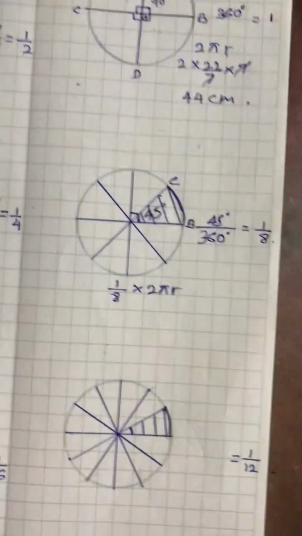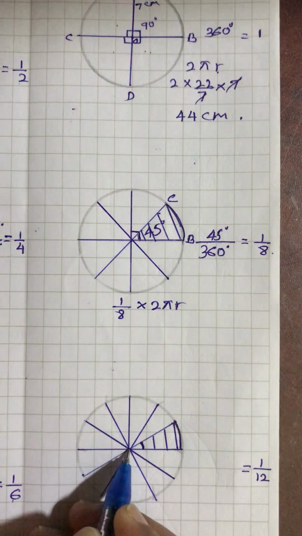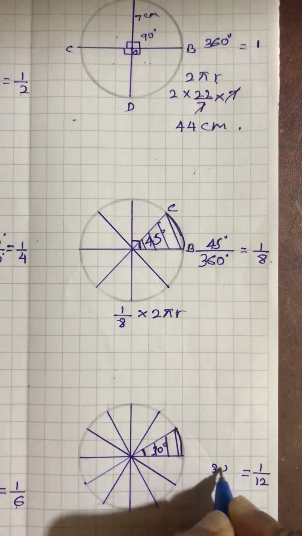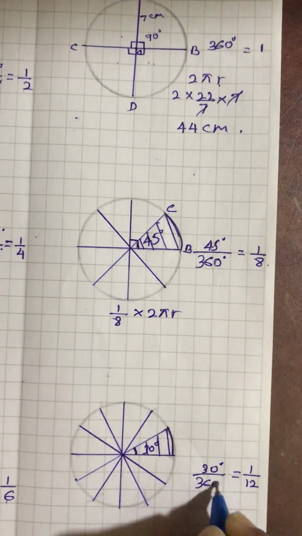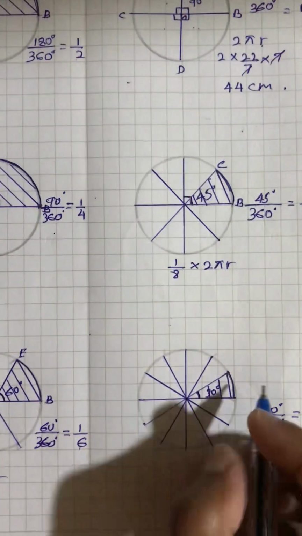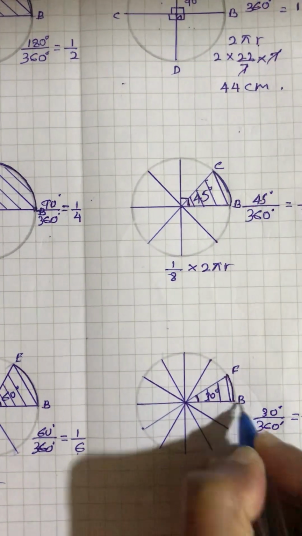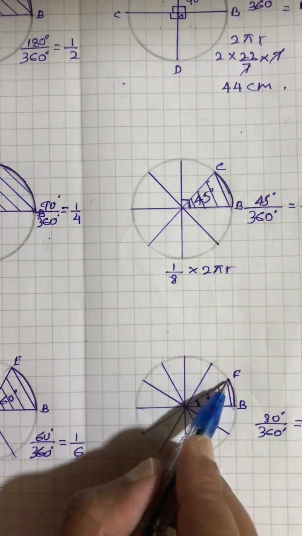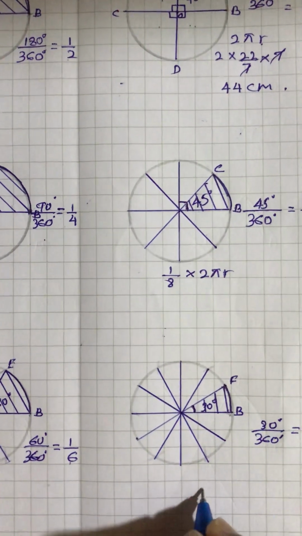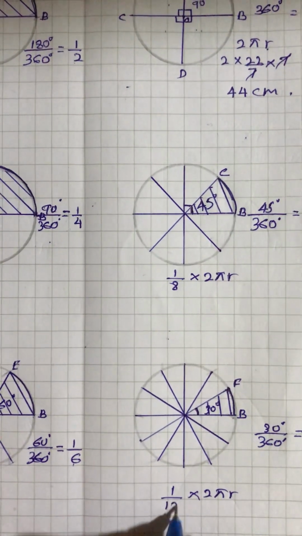And finally, in this sector, the angle at the center is 30 degrees. So let's see, 30 degrees out of 360 degrees is 1/12. So if you want to walk from F to B, and find the length from F to B, you need to find the circumference of the circle and multiply it by 1/12.